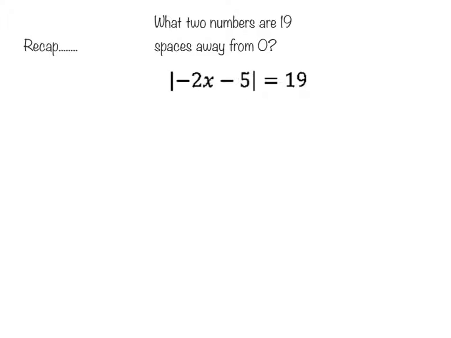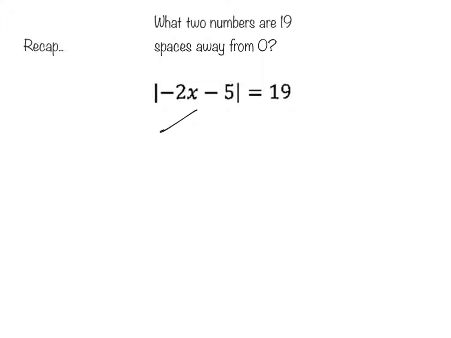What 2 numbers are 19 spaces away from 0? 19, I guess I better put my marker out, huh? 19 is, and negative 19 is. Okay? All right, so I now need to solve the equation. I'm going to write the equation for my 2 numbers that are 19 spaces away from 0, and I'm going to solve them.